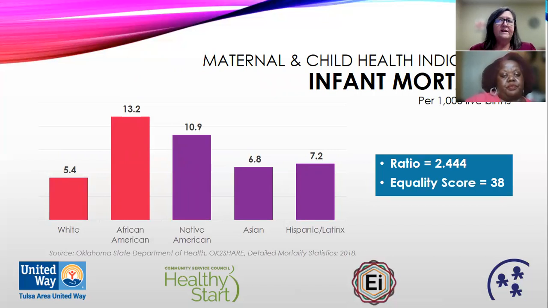Infant mortality is the death of an infant before his or her first birthday. These rates refer to the number of infant deaths per 1,000 live births. Infant mortality rate is not only an indicator of maternal and child health, but is also commonly used as an indicator for the overall health of a community. Women of color in general are more likely to experience the death of an infant than are white women, but African-American women specifically experience the loss of an infant at a rate nearly 2.5 times that of white women, giving this indicator a score of 38.